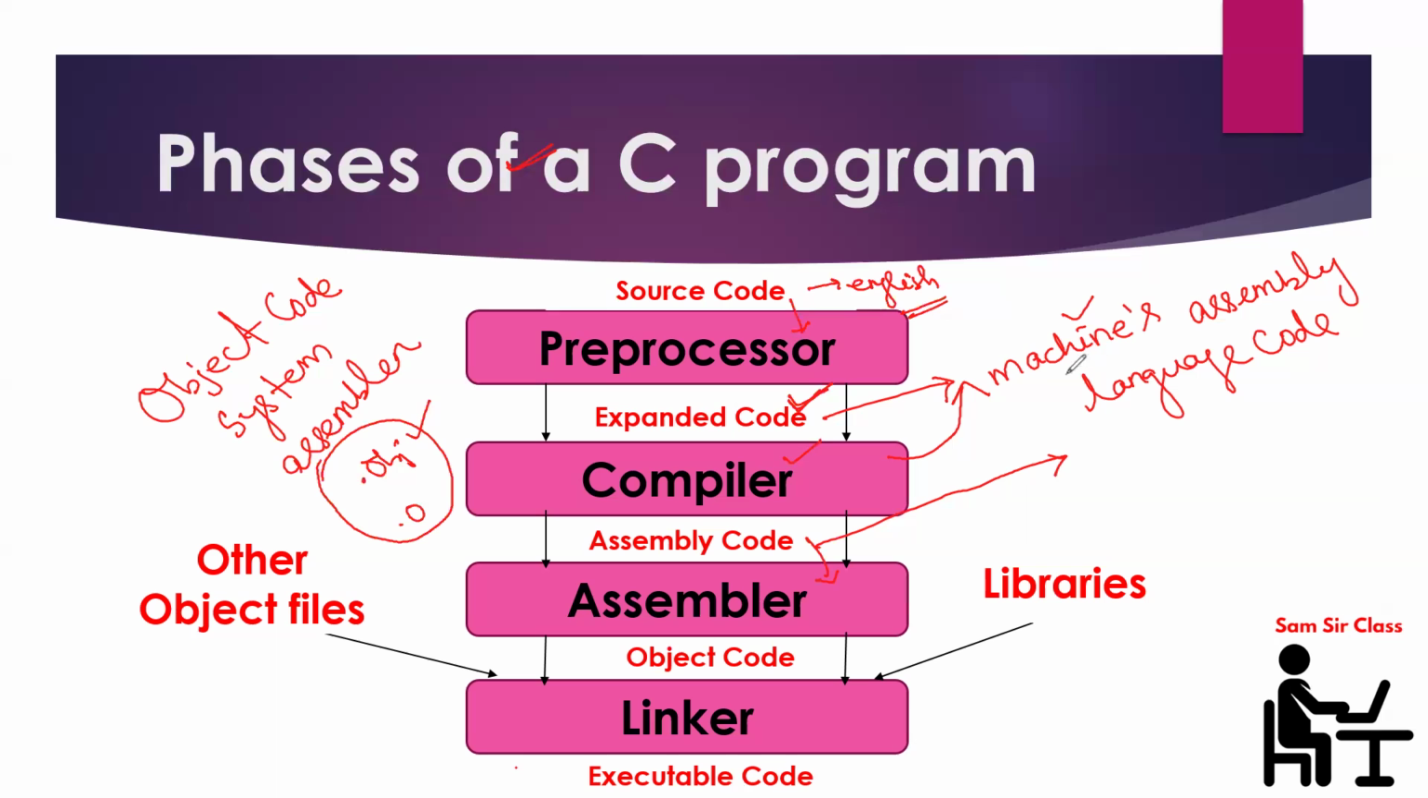The compiler will convert it into the machine's assembly language code. That assembly code is given to the assembler. The assembler converts the assembly code into object code. Okay. After that, it is given to the linker. Now, the work of the linker means it does the process of linking.